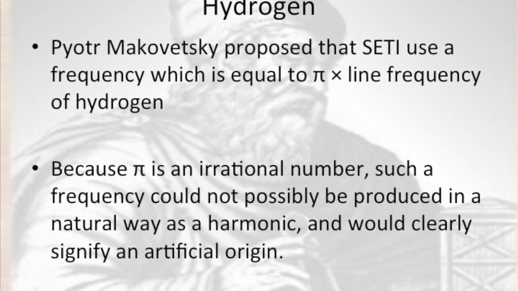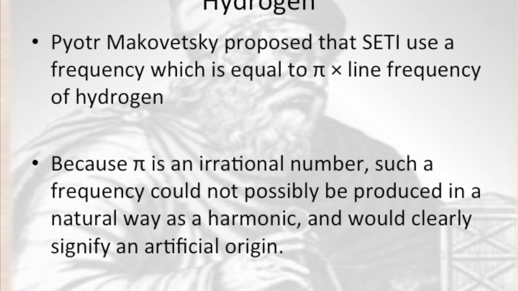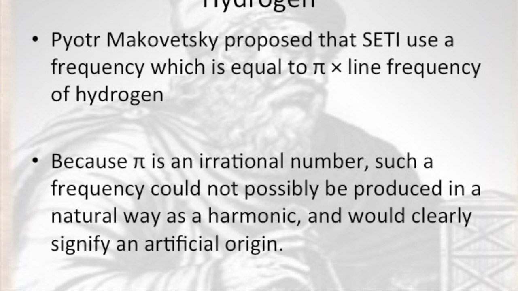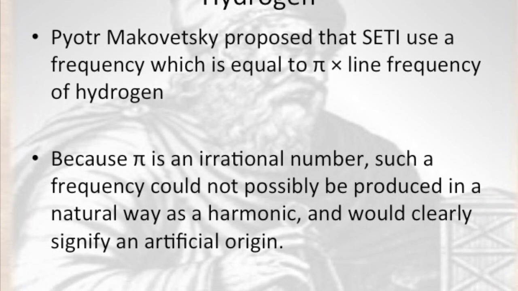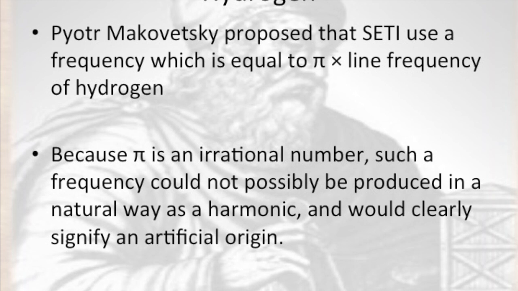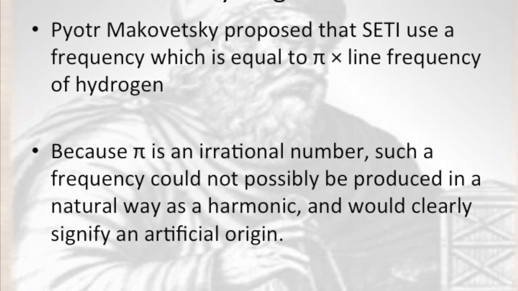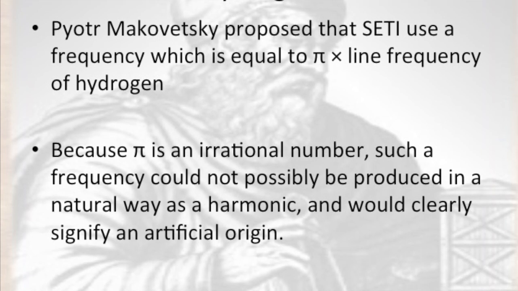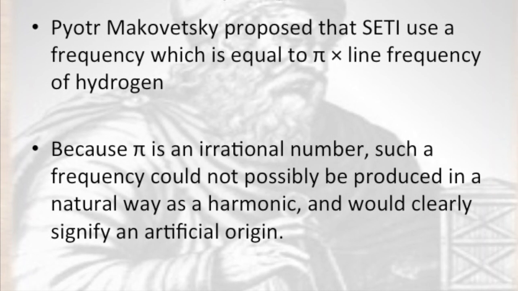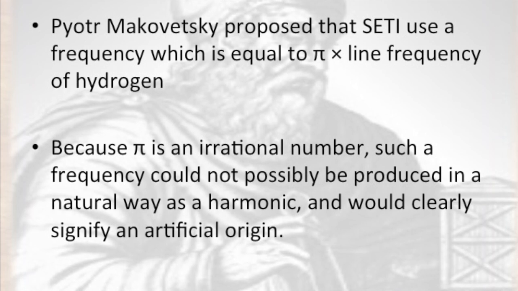Said in other words, if you take the line frequency of hydrogen, multiply it by pi, you now have a frequency that can only be produced by an intelligence. Isn't that interesting that the numerator in this equation is the exact frequency with which we attempt to listen in for intelligence out there somewhere in the universe?